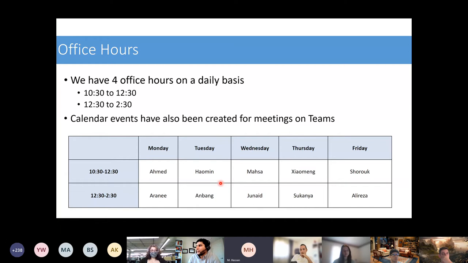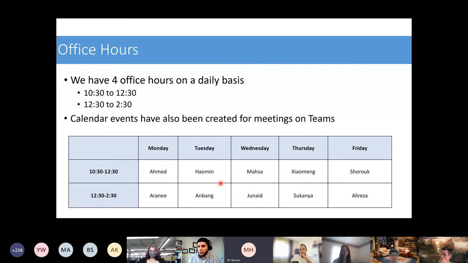Okay, so this is the office hour table. And again, all these things are already scheduled on Teams, and you should have them in your calendar. And that's the name of the TA that is running the office hour session. Their email addresses are in a previous slide in case you want to reach out to them. Good.